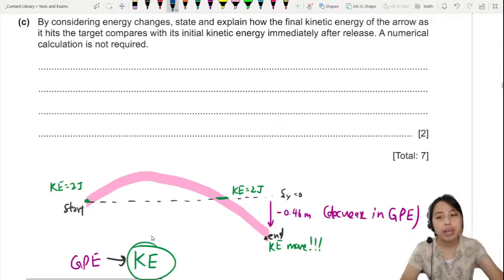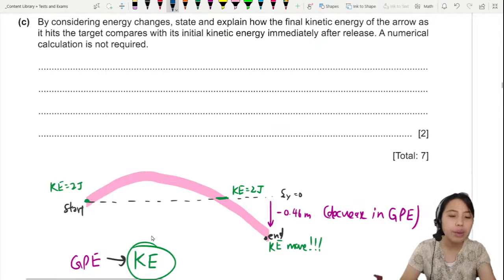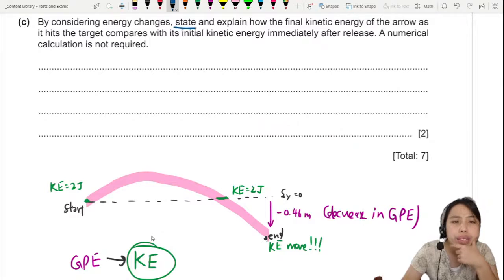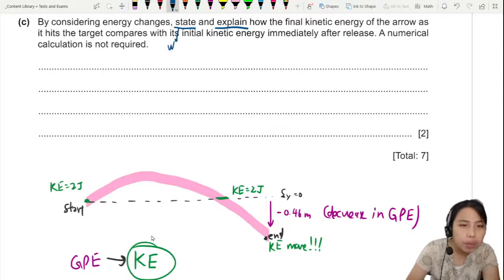So how do we explain in English for 2 marks? What do we need to do? State, explain. State, you say what? What's the answer? Explain what? How the final compares with initial. Bigger, smaller, larger? We say it's more. So we can say kinetic energy has increased.